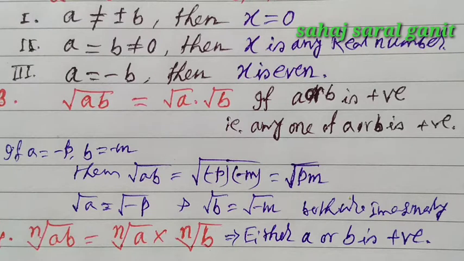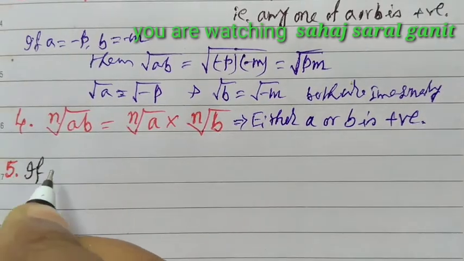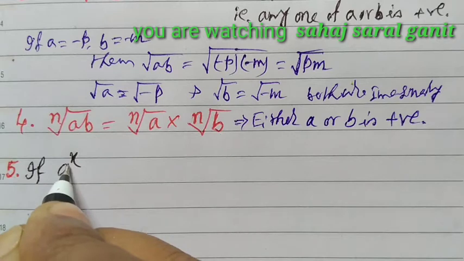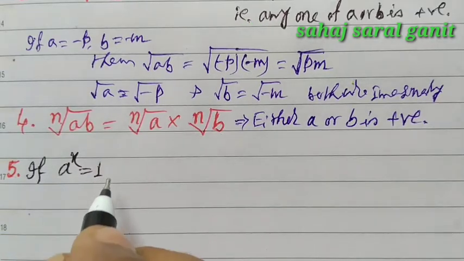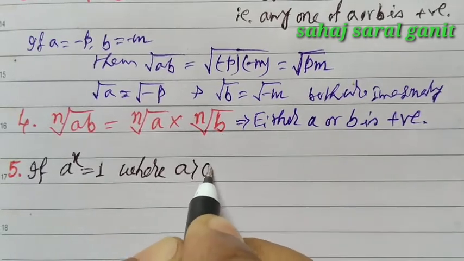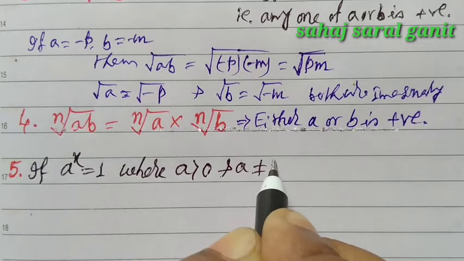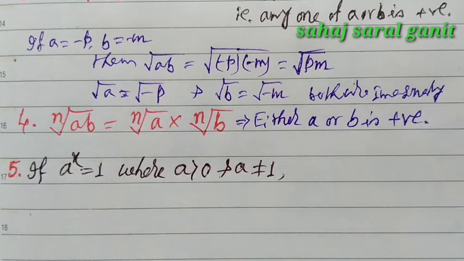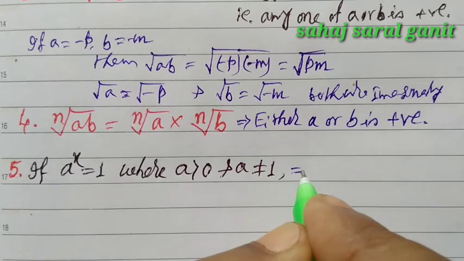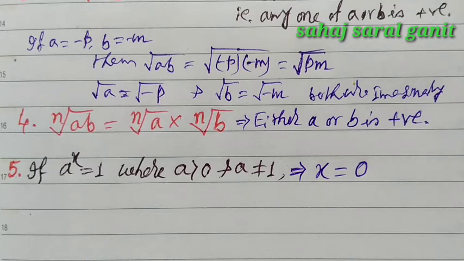Now if a raised to the power x is equal to 1, where a is greater than 0 and a is not equal to 1, then a to the power x is equal to 1 is possible only when x is equal to 0.